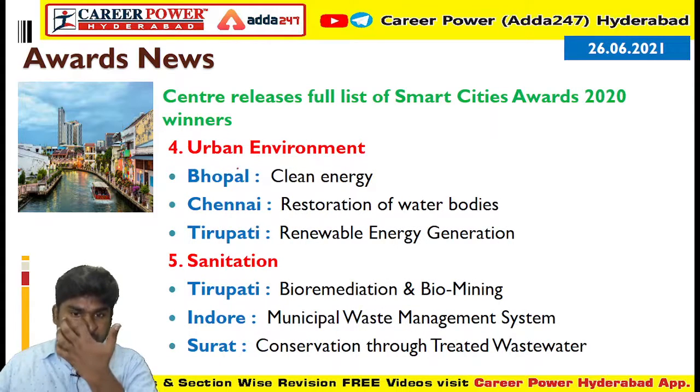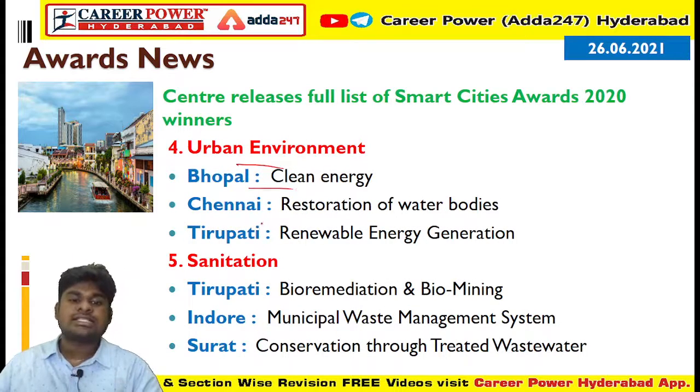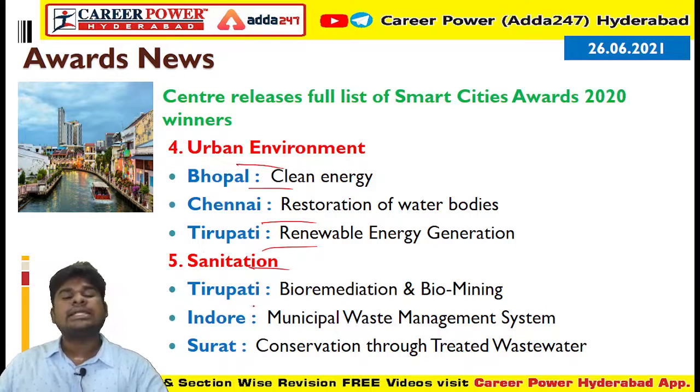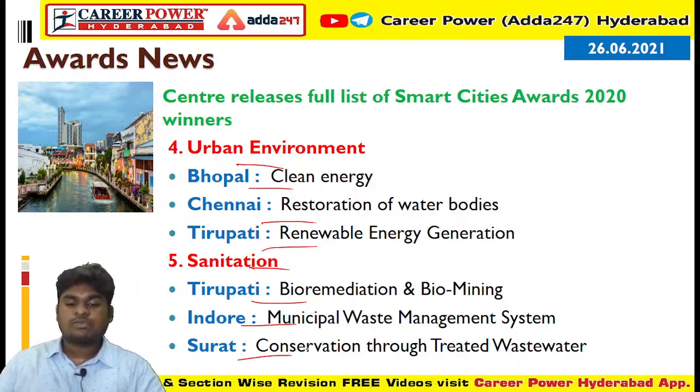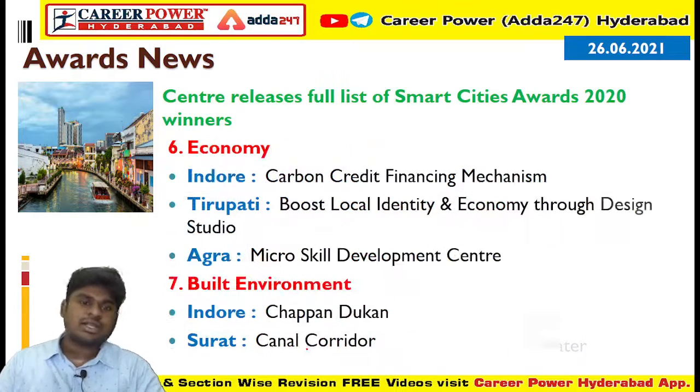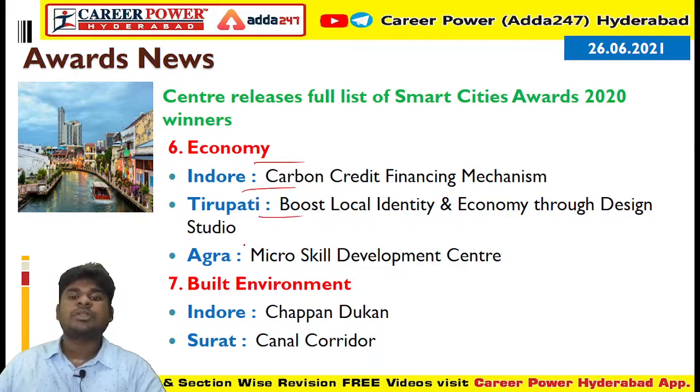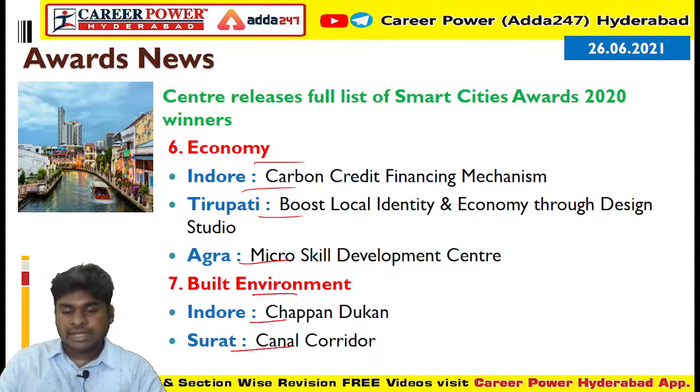In the urban environment category, Bhopal for clean energy, Chennai for restoration of water body, Tirupati for renewable energy. In the sanitation category, Tirupati for biomining, Indore for municipal waste, Surat for conservation through treated wastewater. In the economy category, Indore for carbon credit financing, Tirupati for boosting local identity, Agra for micro skill development centers, and in the built environment category, Indore for Chappan Dukan, Surat for canal corridor.